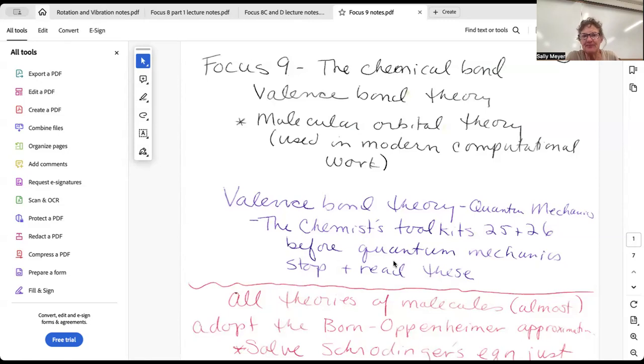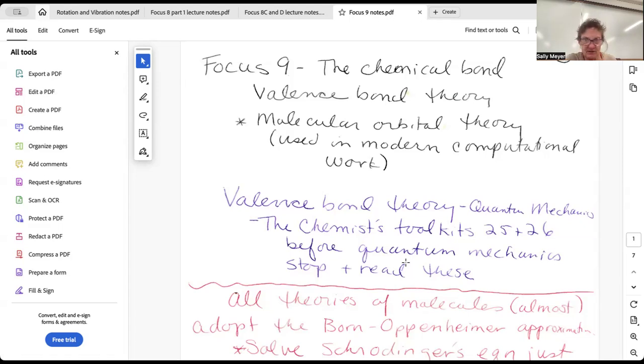Molecular orbital theory is used in all of the modern computational work that you may have done without really knowing how the codes work. So we'll talk a lot about that, and we'll practice some of it too using the Gaussian software. So start out by reminding yourself, you probably use valence bond theory most in organic, and it's based on quantum mechanics, but it's based on doing the quantum mechanical solutions for atoms and then seeing how you could use those atomic orbitals to think about bonding.